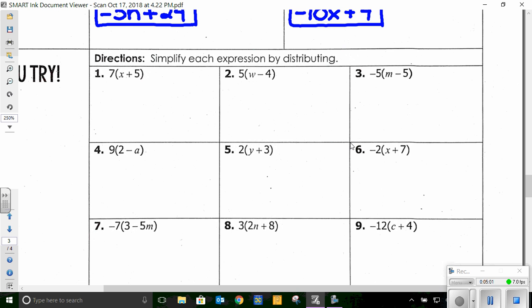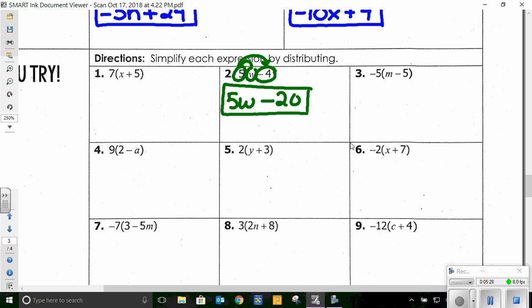All right, let's try number 2 here. It's very similar to what we just did. We have 5 times W. So again, circle the 5, circle the W. 5 times W is 5W. Then I have the 5 times a negative 4. Positive times a negative is a negative. I took care of the signs, so I don't think about signs anymore. 5 times 4 is 20. And again, that is simplified, and I've gotten rid of my parentheses.